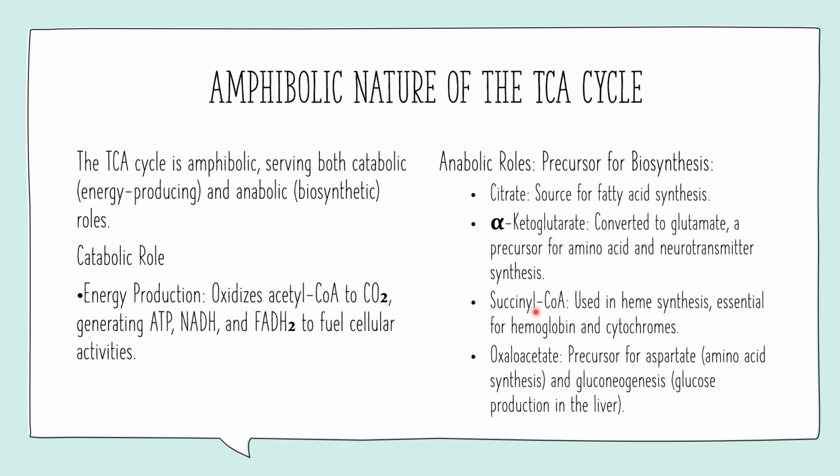Succinyl-CoA is one of the requirements for heme synthesis. And we know heme, we find it not only in hemoglobin, but also in the cytochromes, like the ones we saw in the electron transport chain, and other heme proteins. Oxaloacetate serves as a precursor for the amino acid aspartate. Once oxaloacetate is aminated, it will form aspartate, but it also serves as an important precursor for gluconeogenesis, which I have mentioned is synthesis of glucose from non-carbohydrate precursors.